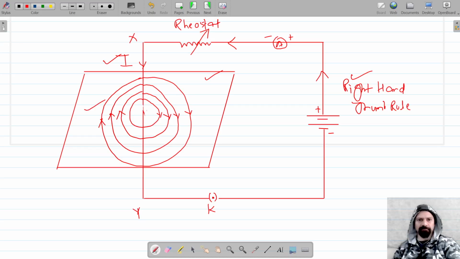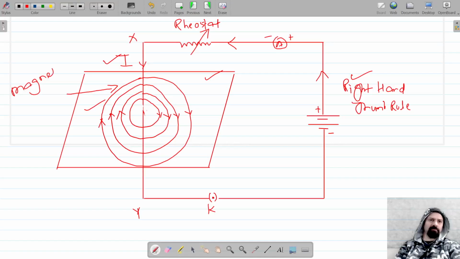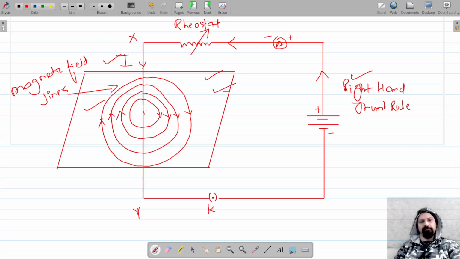Okay, and let's label it as these are the magnetic field lines. So if we consider this to be a horizontal sheet of paper, then the direction of magnetic field lines would be anti-clockwise. So these are the directions of the magnetic field lines.